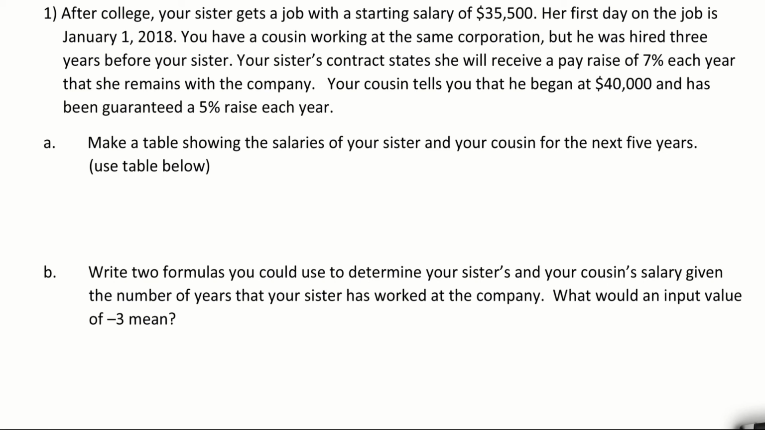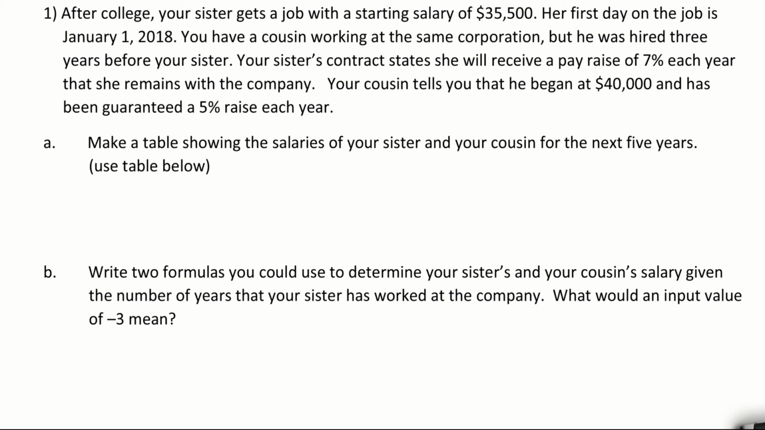So the parameters here, we've definitely been guided into an exponential growth pattern. One is a 7% growth each year, and one's a 5% growth rate. Part A asks us to make a table first, and I think I know why I asked that question first, because I wanted you to think about, hey, here's the 35,500 plus 7%, and then that number plus 7%. But I'm actually going to start with the formulas, and then we'll use that to fill in the table. So Part B, let's start with Part B.